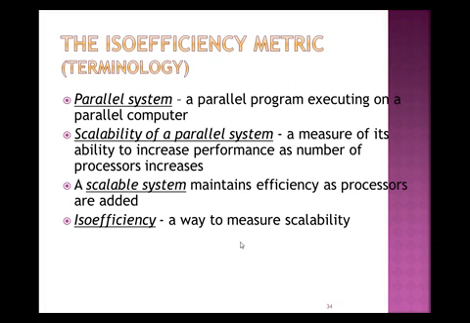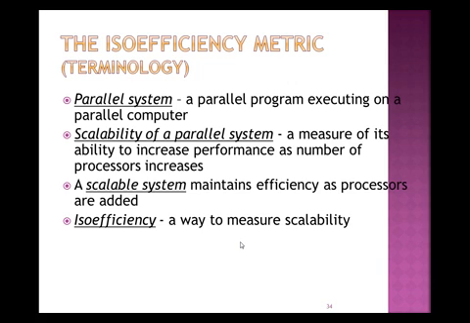Then what are the metrics used in Amdahl's law, or what is the iso-efficiency metric, the terminology that is used? One is the parallel system, that is, more than one program or parallel programs executing on a parallel computer. Then next is the scalability of a parallel system, that is, a measure or metric used to increase the performance as the number of processors increases. Next is the scalable system, that is, we can scale or measure the size of the system by using Amdahl's law.